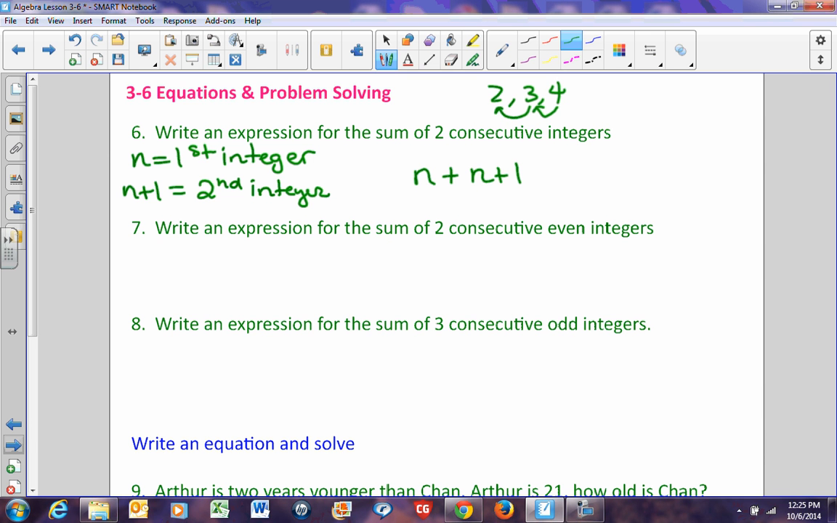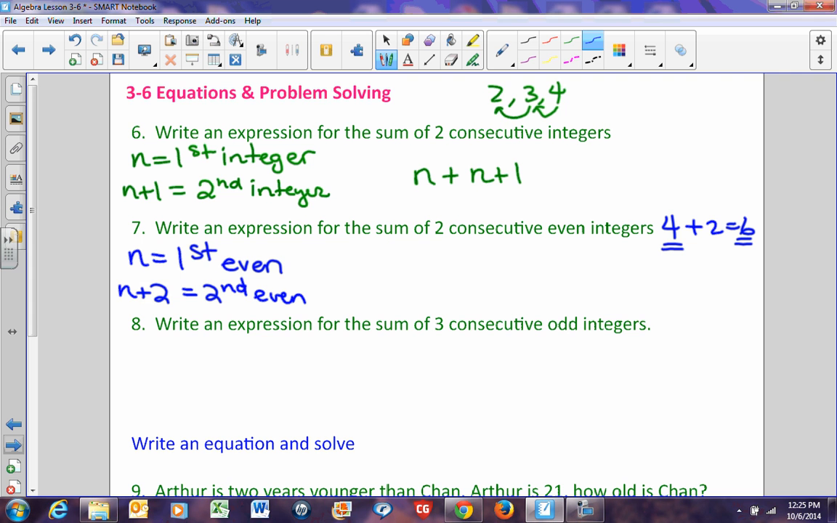Number 7, write an expression for the sum of two consecutive even integers. Okay, so again, we have to start with a variable. I'm going to let n equal my first even. Now, I'm not going to say first integer, but I'm going to make it first even integer because you have to start with an even number. If you remember what I said earlier, if you start with an even number, to keep it even, you have to keep adding 2. If I start with 4, to keep it even, I have to add 2 to get 6. 4 is even, and 6 is even, and it's the next consecutive. So if n is my first even, n plus 2 is my second even integer.